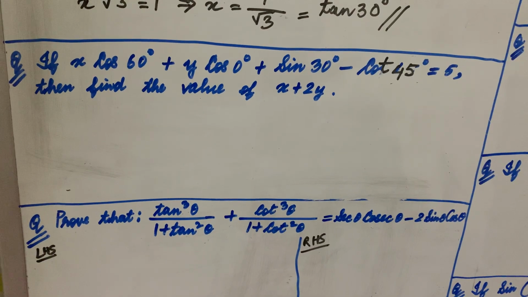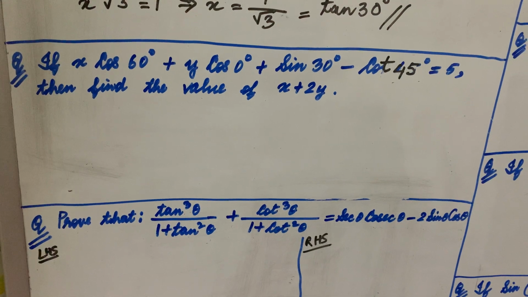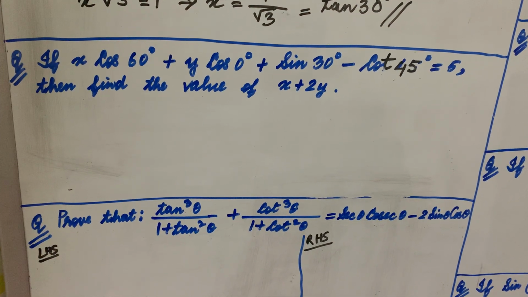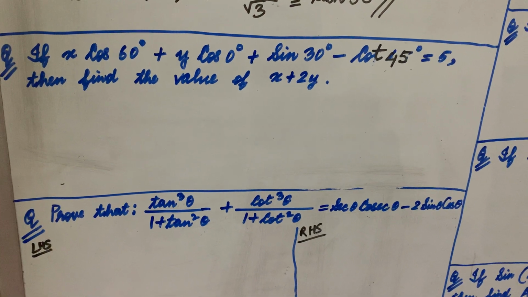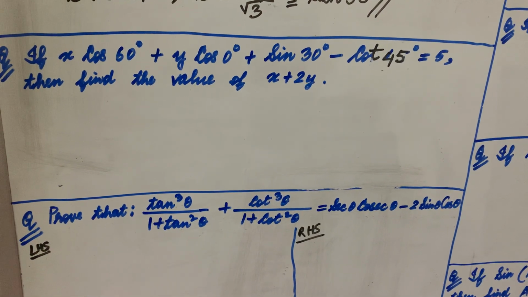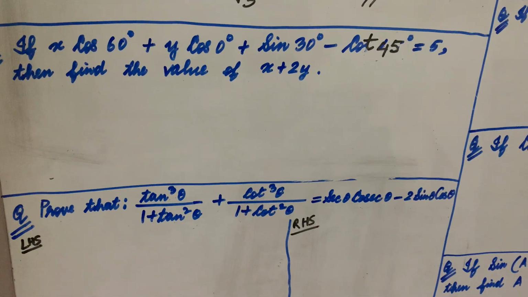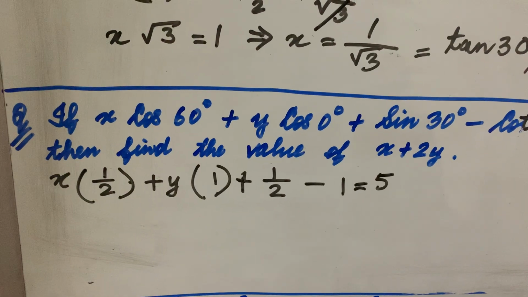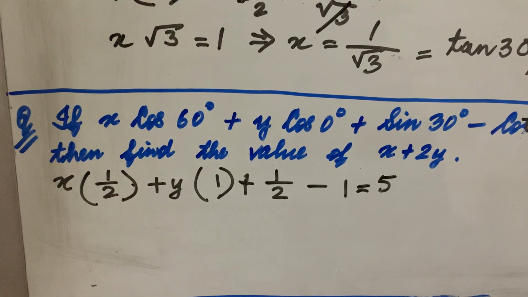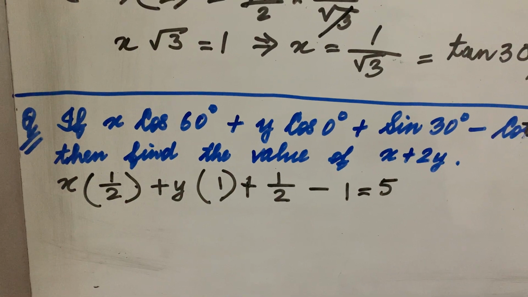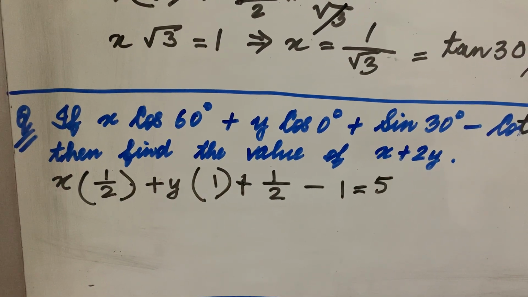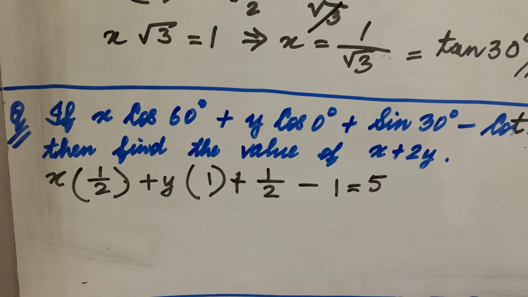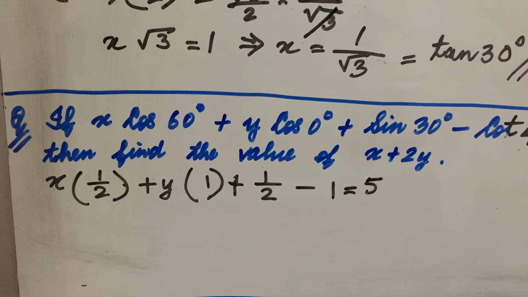If x cos 60 plus y cos 0 plus sine 30 minus cot 45 equal 5, then find the value of x plus 2y. Here also simply put down the values of all the angles from the table. So what is cos 60? It is half. Cos 0 is 1. Sine 30 is half and cot 45 is 1. So we have put down the values here. Now we will simplify the equation.